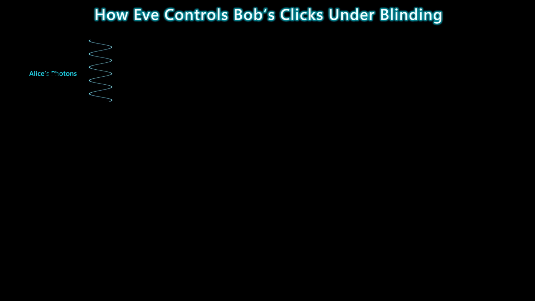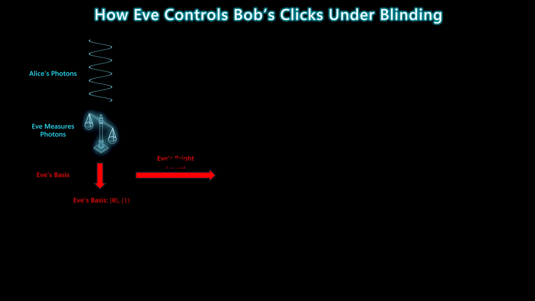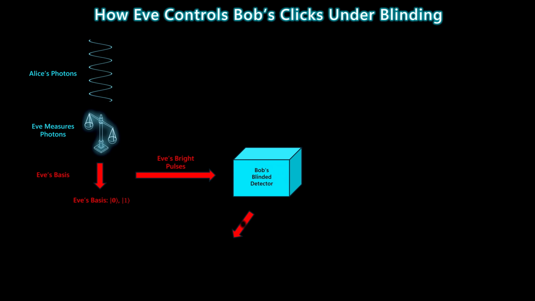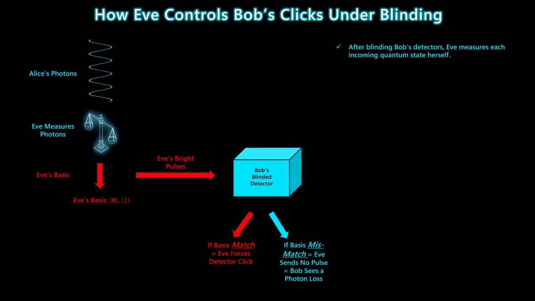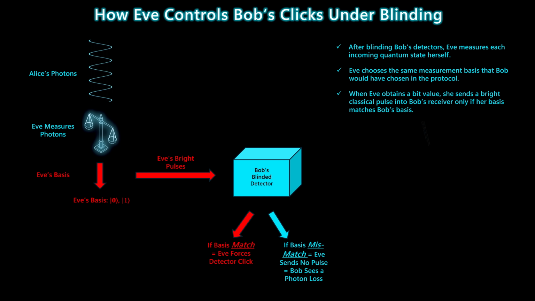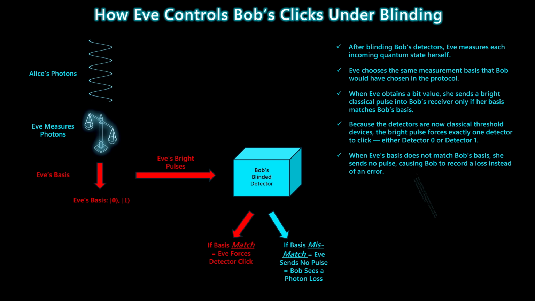This image shows how Eve controls Bob's clicks under blinding. Once Bob's detectors have been driven into linear mode, they no longer respond to single photons from Alice. Instead, they behave as classical threshold devices that fire only when they receive a bright optical pulse. This change in behavior allows Eve to take complete control of Bob's detections.